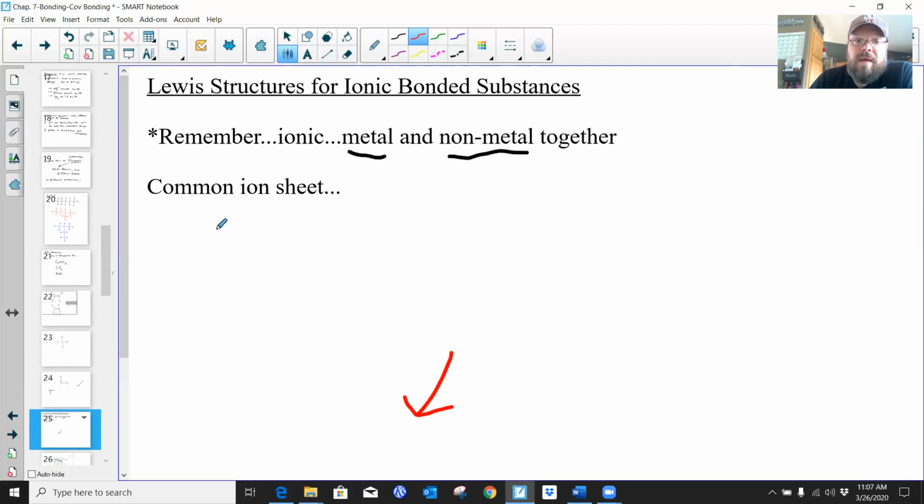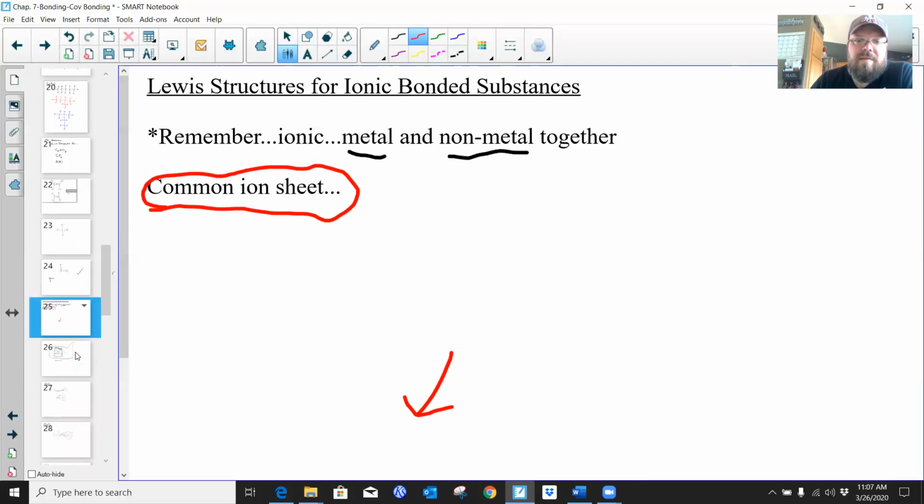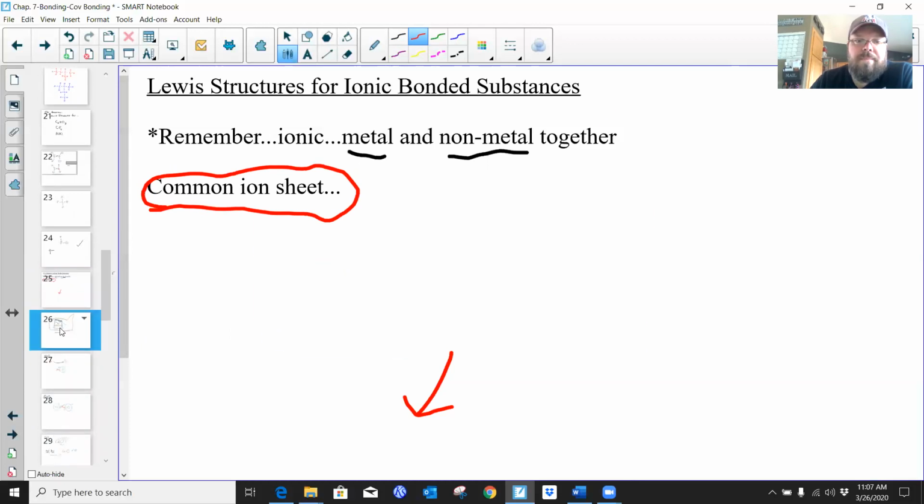One thing that is going to be helpful that you're going to want to pull out or find in your materials is a common ion sheet. That'll be helpful in writing and drawing these. All right, so let's talk about some examples to talk you through this. Okay, all right, so next slide.